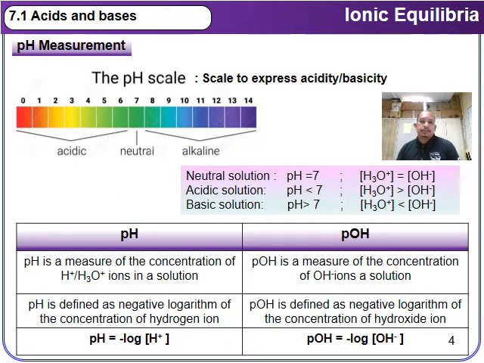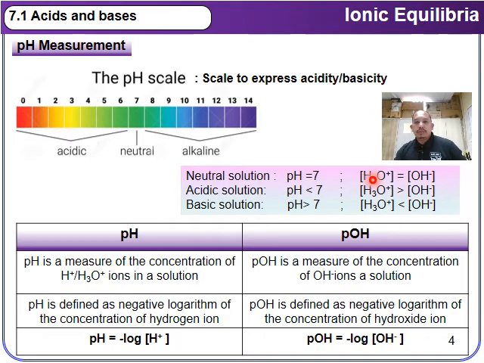Alright, now we move to the pH measurement, the pH scale. How are we going to express the acidity or basicity of a solution? Acidity of the solution is determined by the pH scale, ranging from 0 until 6, while the alkalinity or basicity of the solution ranges from 8 until 14. The number 7 on the pH scale refers to the neutral solution.